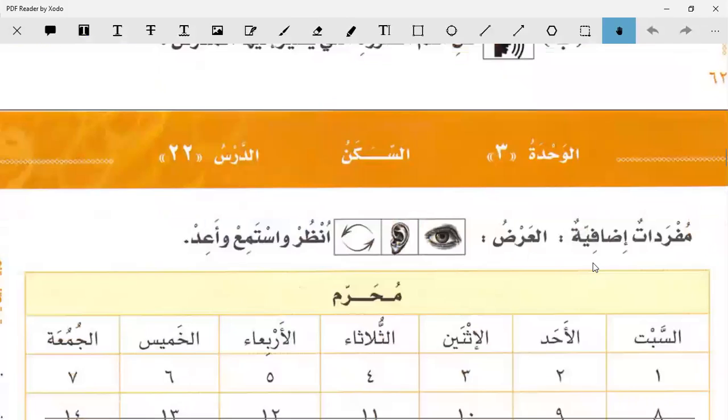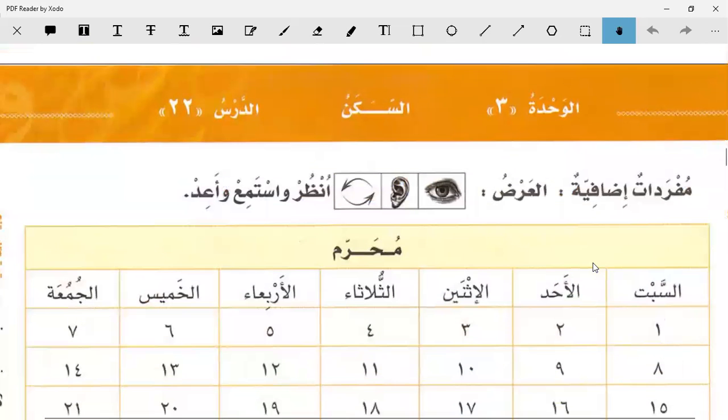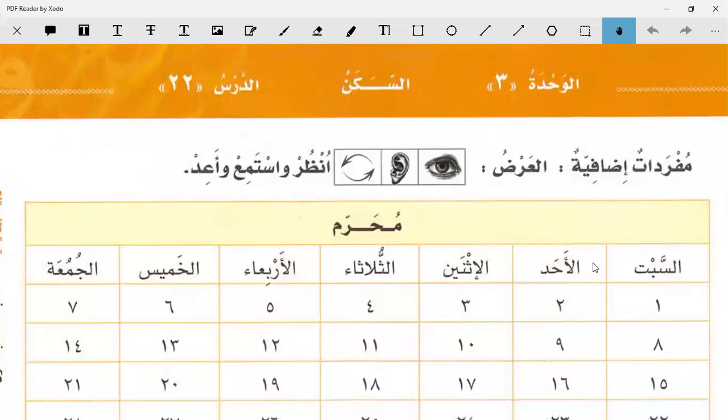Then we have mufradat al-izafiyah, additional vocabulary. Here you will study the names of the days of the week. Just like in English, we have Sunday, Monday, Tuesday, Wednesday. So Miss Adiyat, if you are available, unmute yourself and read these names, and also translate them.